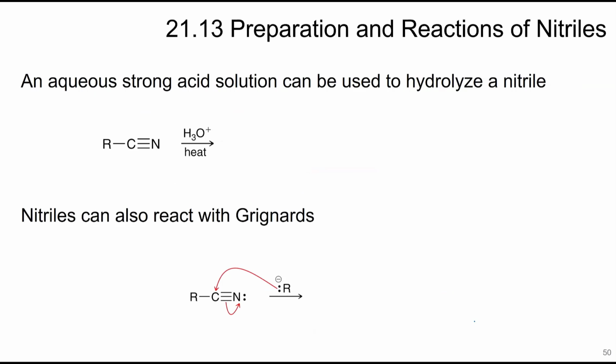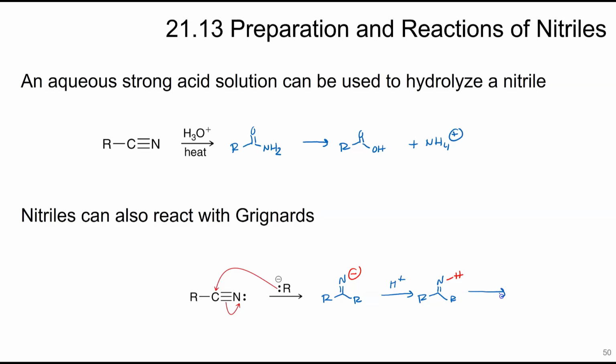If you add acid and heat to a nitrile, this will first go to the amide, which keeps going to the carboxylic acid. If you react a Grignard with a nitrile, we can get that R addition here. We'll get the imine, you add acid to protonate it. We continue here and add acid, with more acid and water. This will get converted to the carbonyl. So a Grignard with a nitrile will get you the ketone.